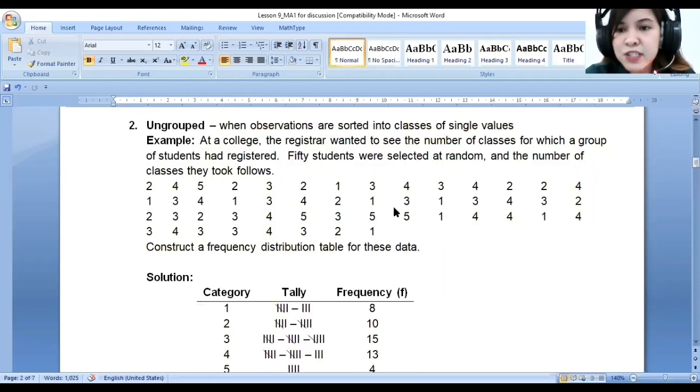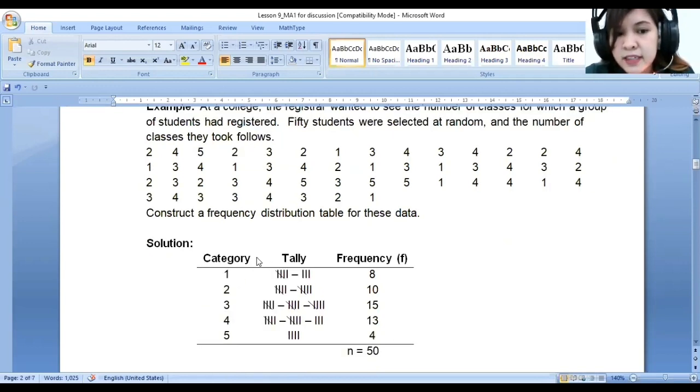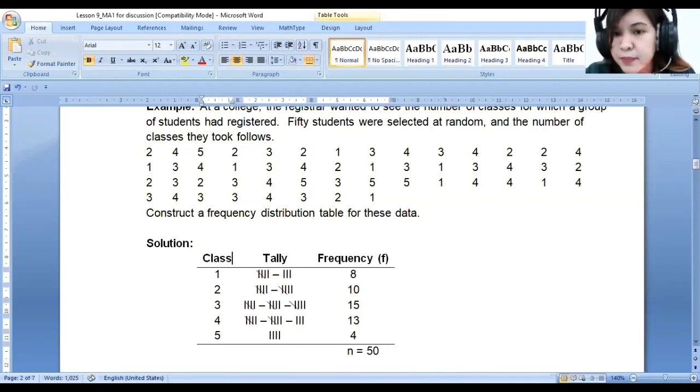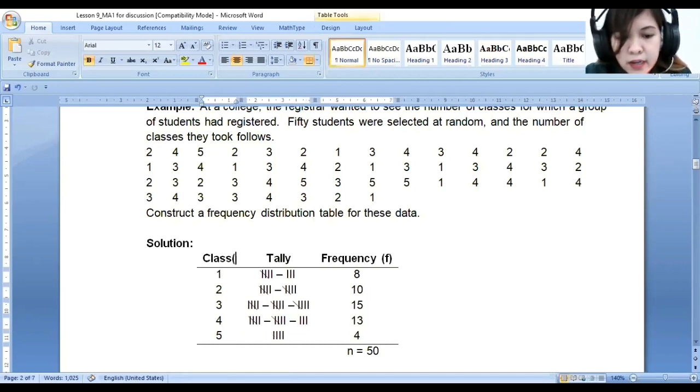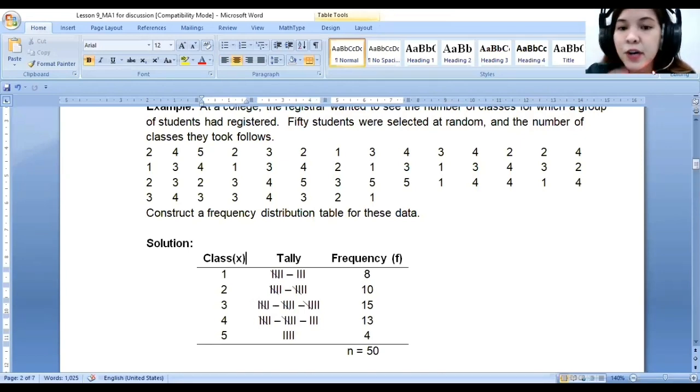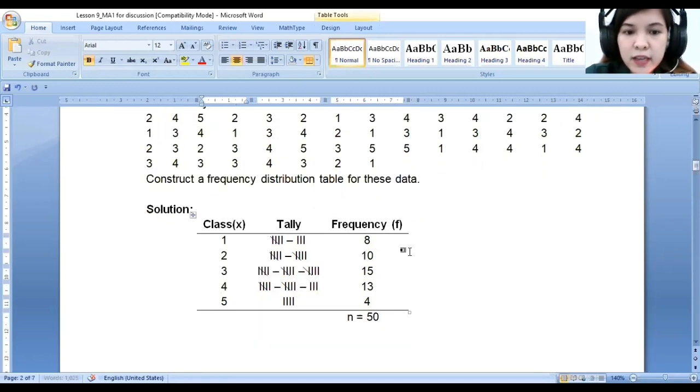Next, you need to construct a frequency distribution table for this one. So, in this case, hindi siya dapat category, it should be class. Dapat nakalagay dito class. So, binago ko na ha. Then, second column tally, then the last column frequency. The symbol for class is X. Always remember, capital or small x is your label for class or classes. And then, frequency always is small f. Okay? Then, we have here 5 classes, 1, 2, 3, 4, 5. And then the results as follows at the right side.